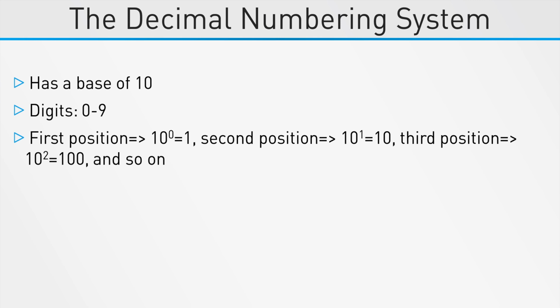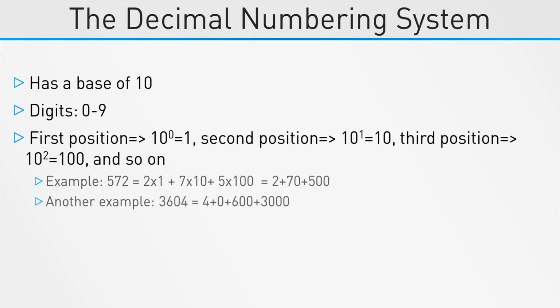So for example, the number 572 is 2 multiplied by 1, so 2, plus 7 multiplied by 10, so 70, plus 5 multiplied by 100, so 500. Another example is 3604, which equals 4 plus 0 plus 600 plus 3000.